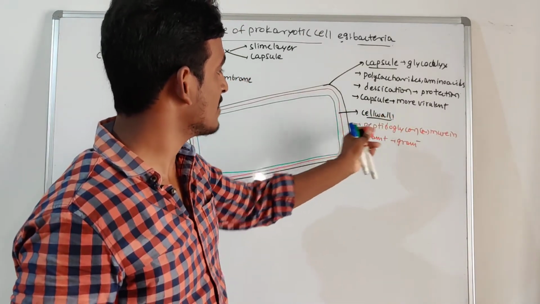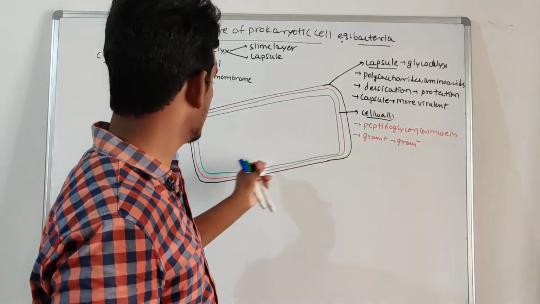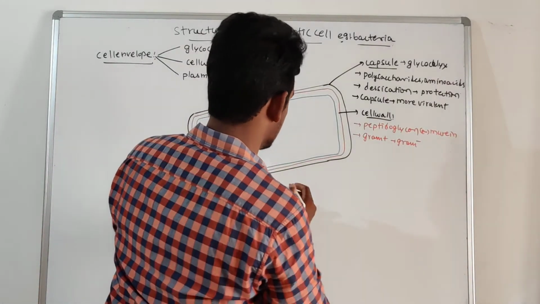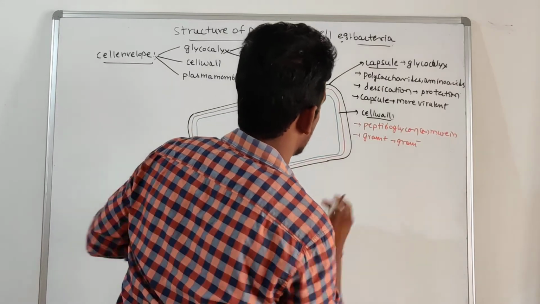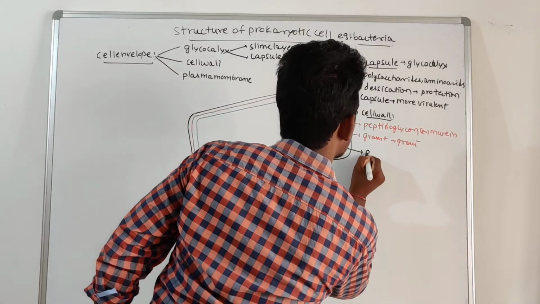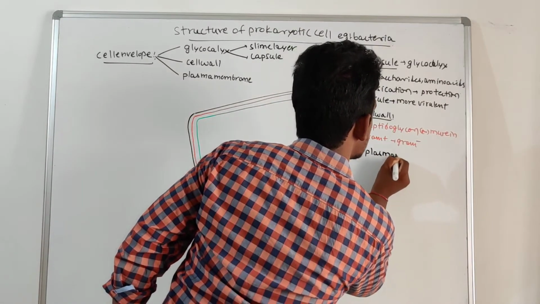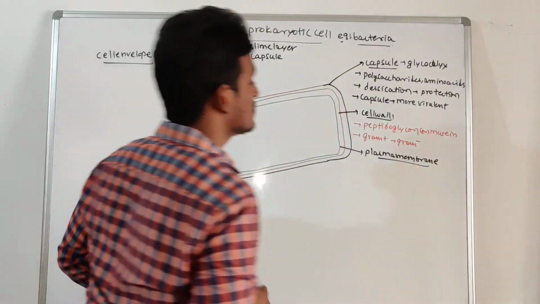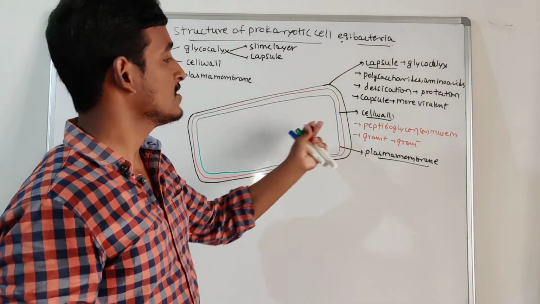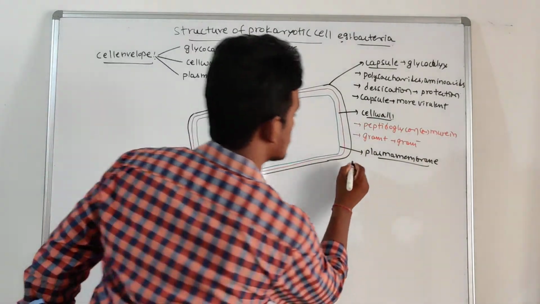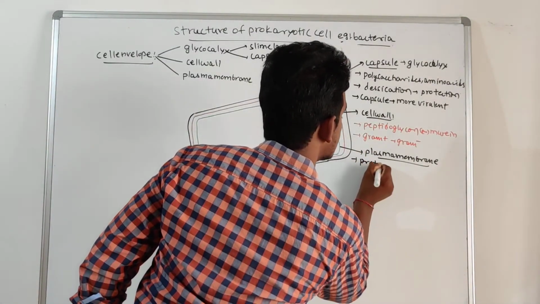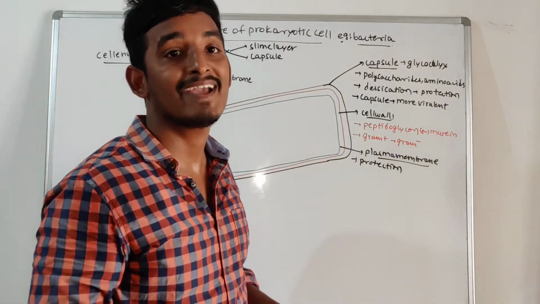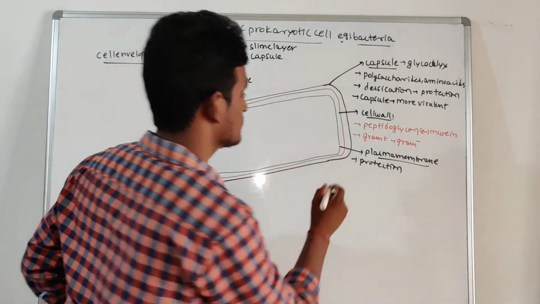After the cell wall, what is present? The inner one is the plasma membrane. What is the use of this layer? It helps to provide protection, and it helps to maintain osmoregulation.